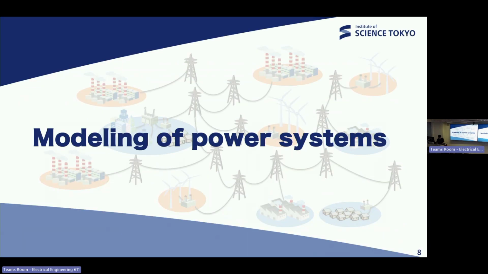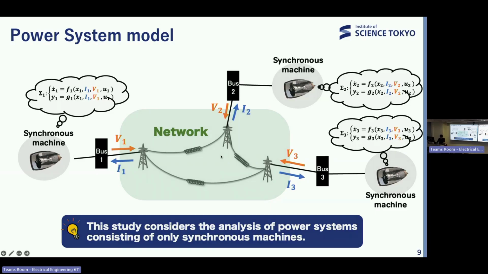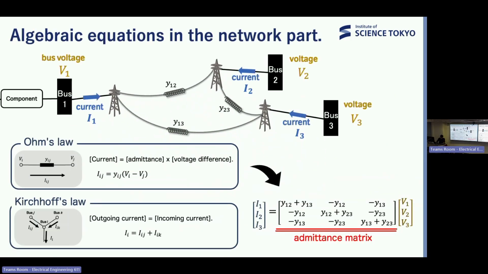Next, we will model the power systems. This study considers analysis of power systems consisting of only synchronous generators. A power system consists of two main parts, models representing individual components and a transmission network connecting them. Let's begin by discussing the transmission network. The power system in this study uses phasor values for voltage and current. Therefore, the transmission network can be represented as algebraic equations.